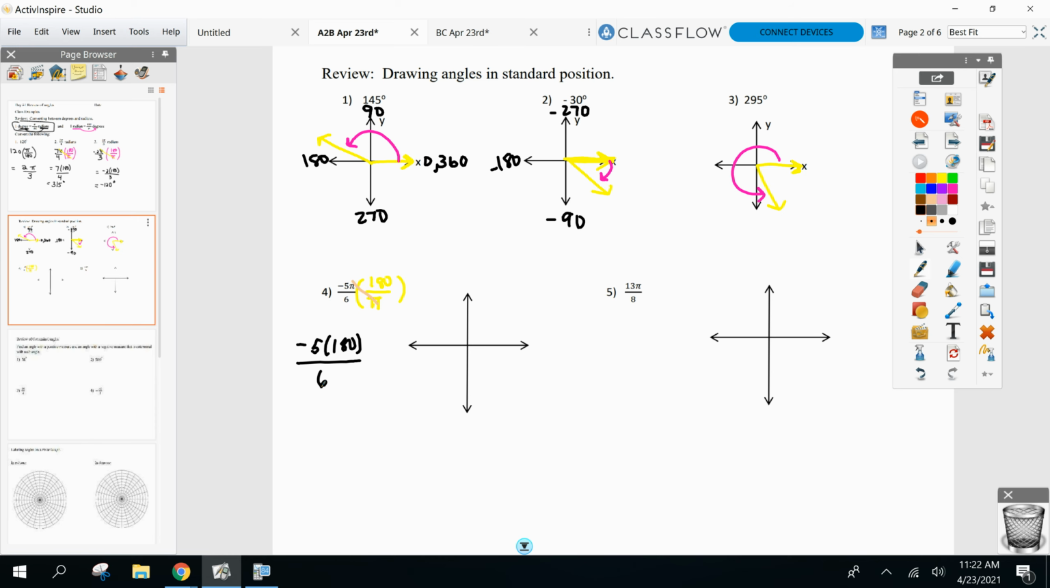You guys are graphing negative 150 degrees. All right, so go clockwise now, clockwise with your graph. Still on the positive side of the x-axis, and now I should be in quadrant 3, closer to negative 180. And make sure you got that arrow going clockwise.